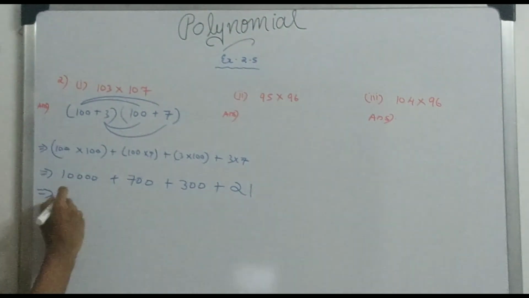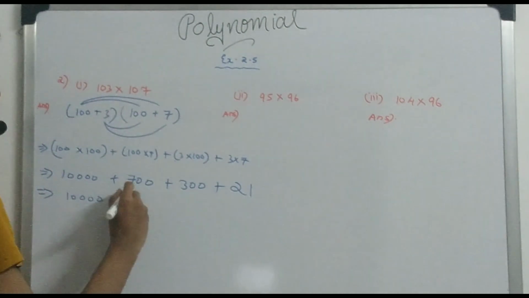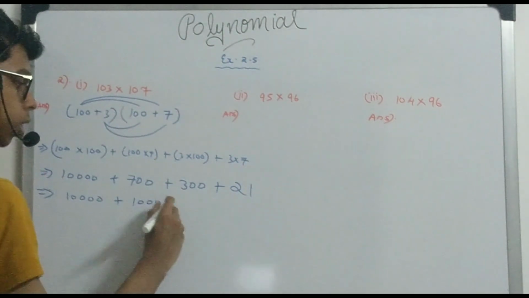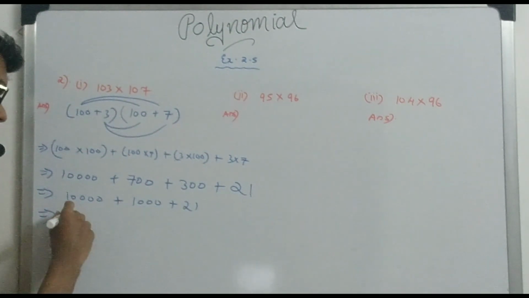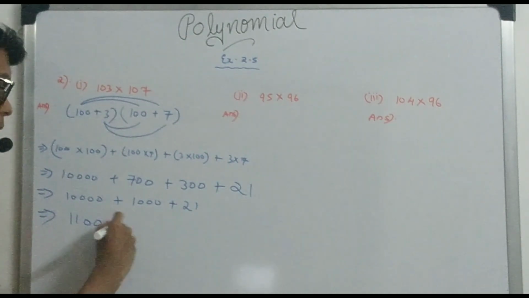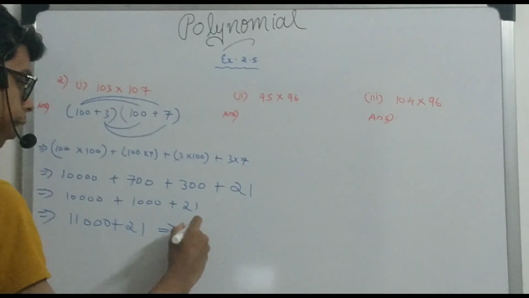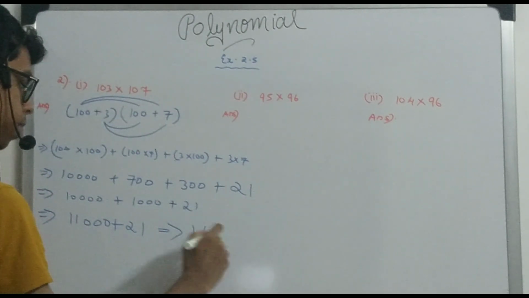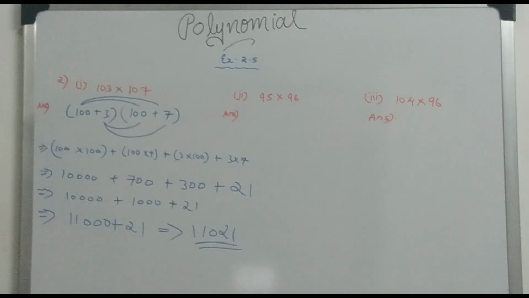From here we can write 10,000 as it is, plus here 700 plus 300, it is 1000, plus 21. Now if you add these, you will get 11,021. We have done it without multiplying directly, by using our identity. I hope it is clear.